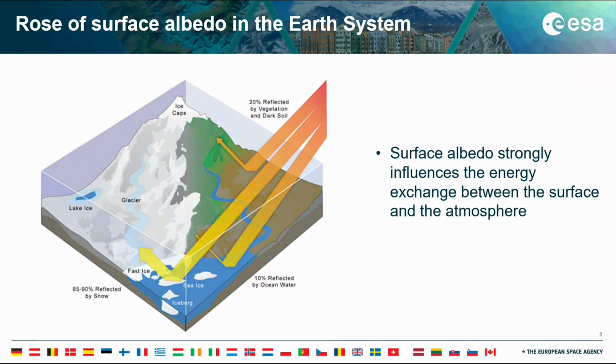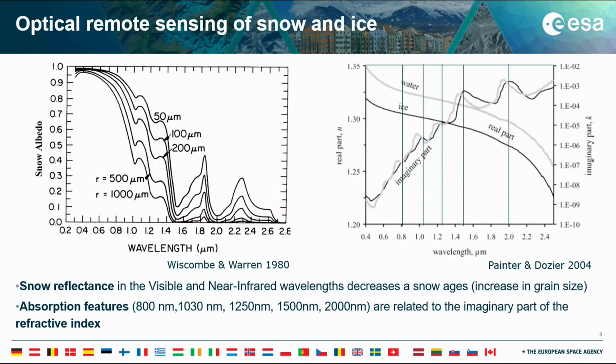As I said, albedo has a strong impact on the Earth system. I will not go much into this. When you have less snow on the surface, you have more absorption and more heat is absorbed by the surface. So you can have a positive radiative forcing, the warming of the surface and the atmosphere as well.